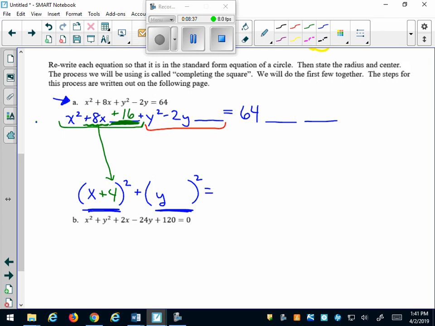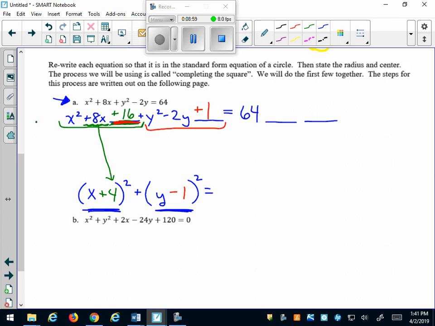Middle term is negative 2. Cut it in half, what do we get? Negative 1. And the sign matches, right? If it's a negative 2, you cut it in half, it's a negative 1. Now square it. Negative 1 squared is positive 1. Notice that even if we're squaring a negative, it's still positive.